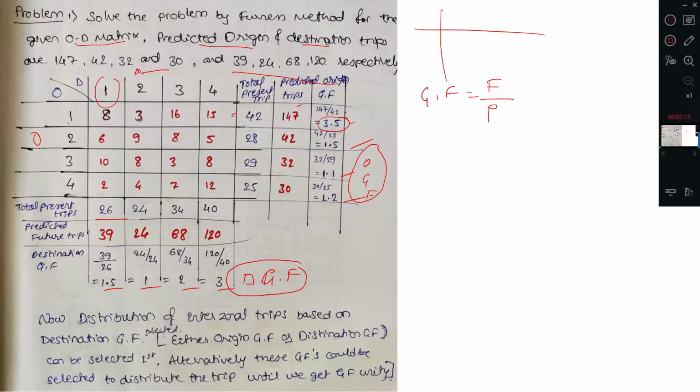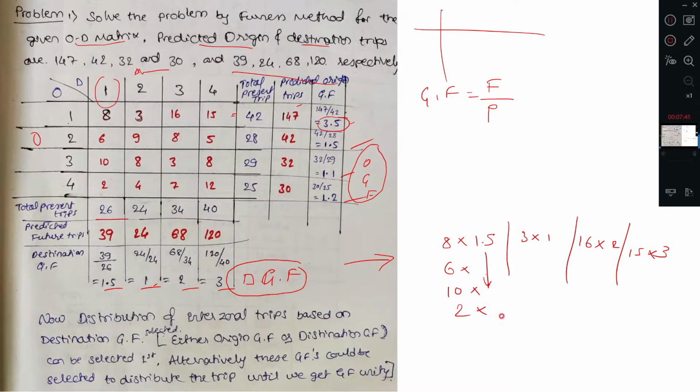So next table, what we are going to do? Next calculation will be 8 into 1.5. And 3 into, its respective growth factor is 1. 3 into 1 and 16 into 2. Next 15 into respective growth factor is 3. So column wise the growth factor remains same. 6 into 1.5, 10 into 1.5, 2 into 1.5. So like this growth factor remains same and respective values we need to write in the table.